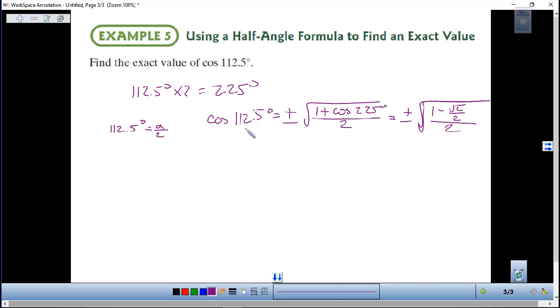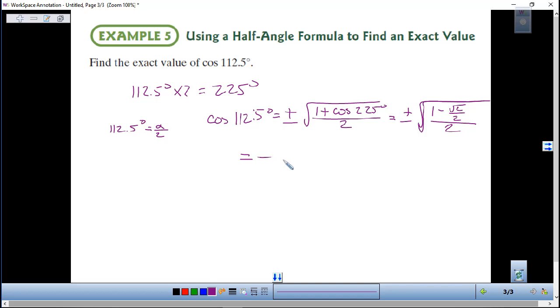Now, what do I know about 112.5? What quadrant is that in? Well, it's going to be in quadrant 2. And what do we know about quadrant 2? About cosine. Is it positive or negative? Well, since cosine's x values, 112.5 degrees is going to be in quadrant 2, which is going to make that a negative.